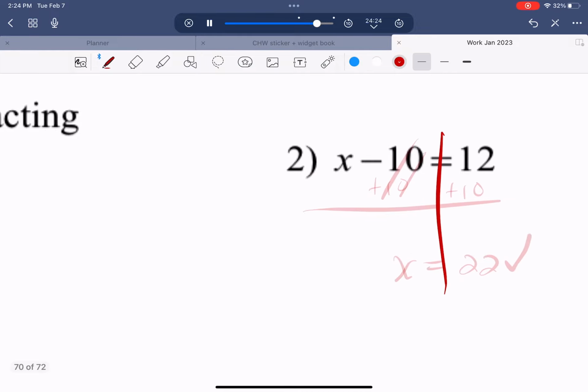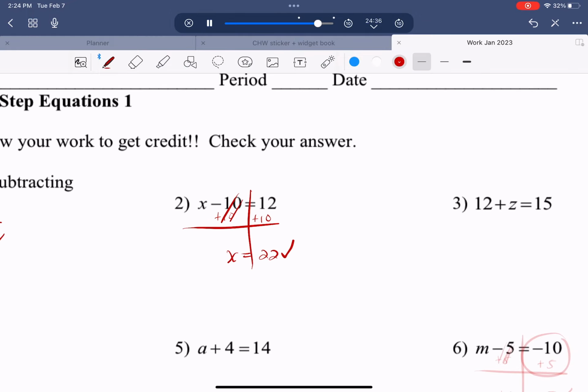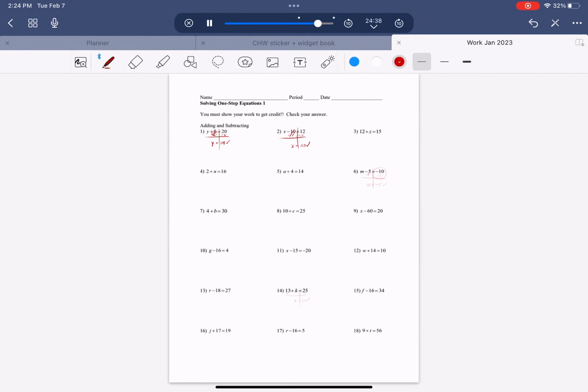Number 2, get x by itself. It's not by itself, it has a 10. It's minus 10, so the opposite is plus 10 to both sides. X equals 22, and that's the answer. That's really how they all work. You should be able to do just about all of them.